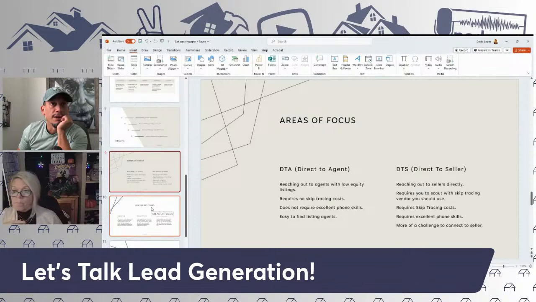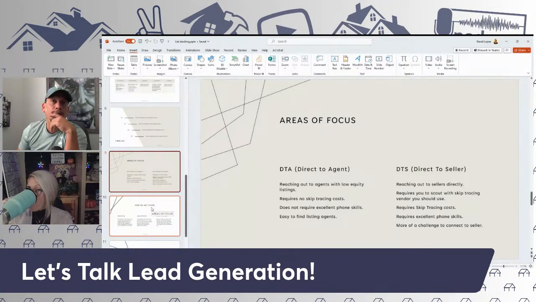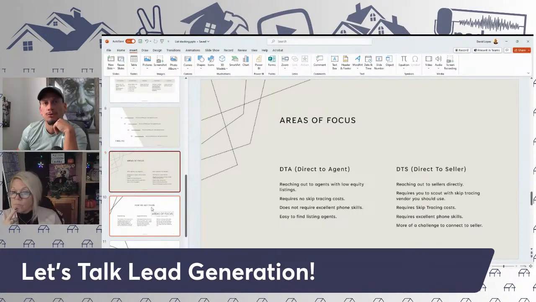And then you have the areas of focus, which is DTA, direct to agent, and direct to seller. Those are the two main ones. You attack those calls a little bit differently, obviously, with an agent that knows a little bit about real estate, and it's going to be an easier phone call. I think new people should probably do that. You learn a little bit more.